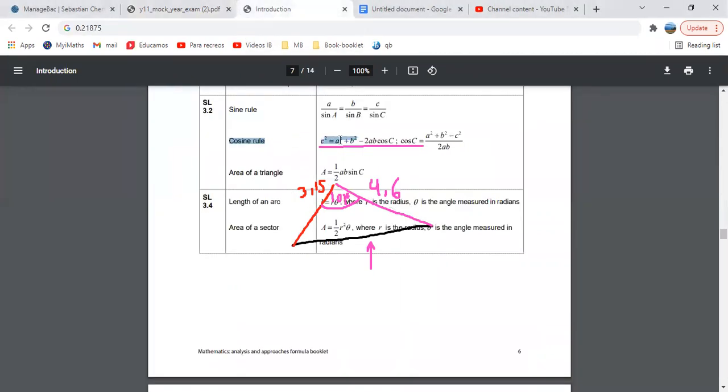If we go to the formula booklet, we want this side, so we will call this side C. Let's do it in black. So this will be side C, and let's say this is A, then the red one is B, and then the angle in the middle will necessarily be the angle C in capital letter. So now we have to do this calculation.